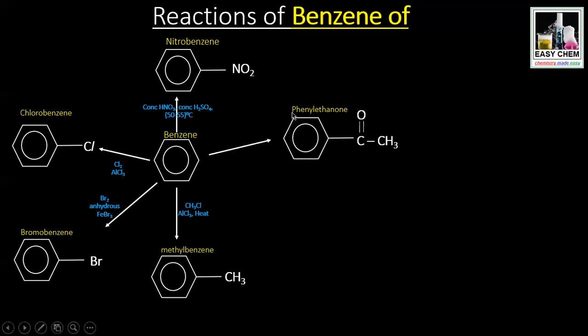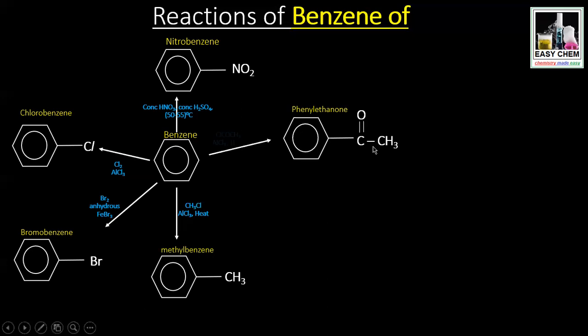Okay, benzene has gone to phenylethanone. It's a ketone here, phenylethanone. This reaction is called acylation. Earlier, addition of CH3 is alkylation, addition of an alkyl group. Now here, we have added an acyl part to the benzene ring to make phenylethanone. Now, acyl means carbon double bond oxygen with an alkyl group attached to it.